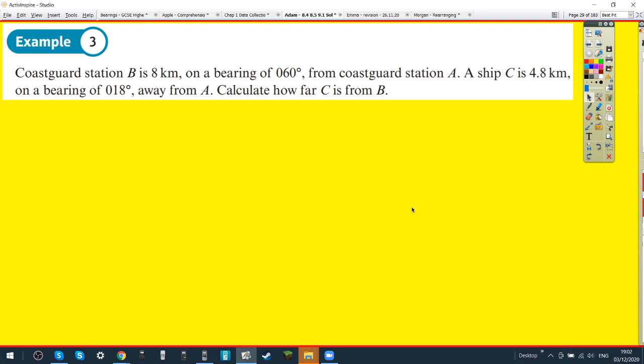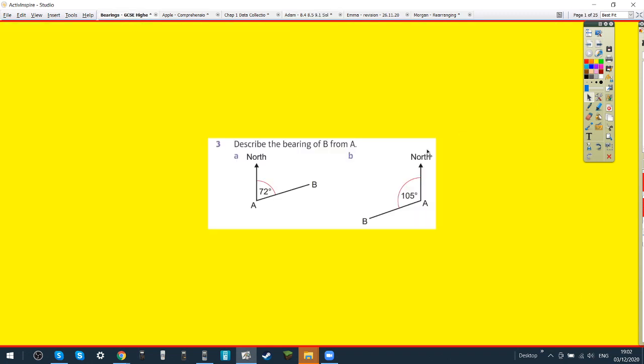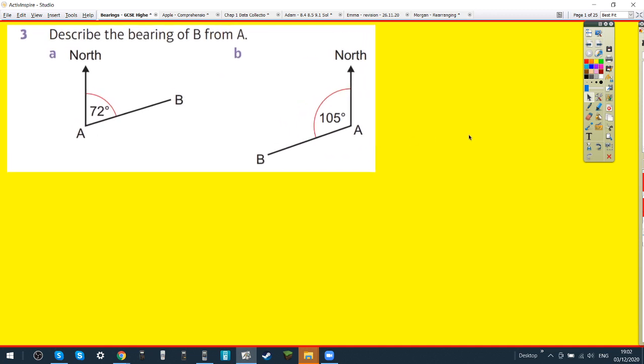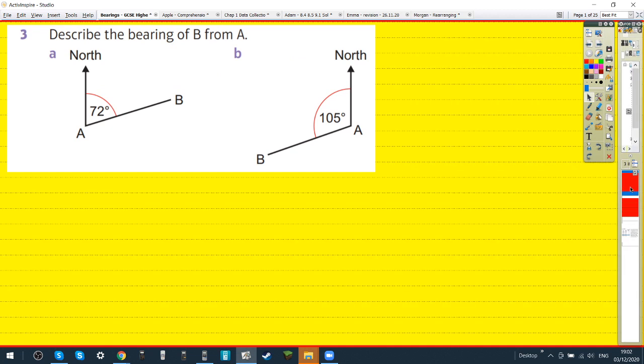So, bearings. Do I have this open somewhere else? I do. Okay, that's a good coincidence. Describe the bearing of B from A. Any idea what the bearing of B from A is?